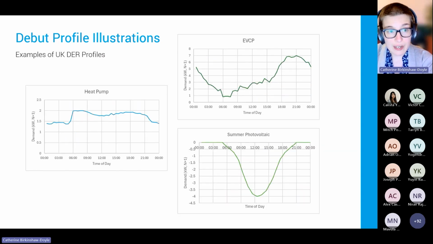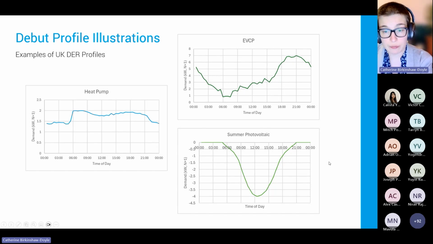And more importantly, we have some DER profiles as well, and these are some examples of these. So we've got a dedicated winter heat pump model. You can see the relatively high base load and a higher demand during the day as everyone's awake. We've also got a dedicated EV charge point model. You can see the evening peak demand here as everyone's returned home from school, work, and various evening activities, with the maximum demand peak in the late evening.